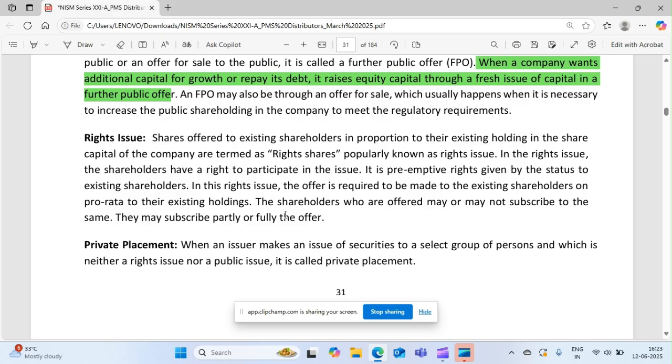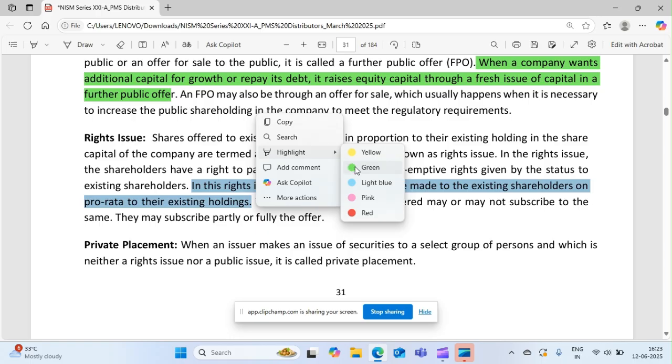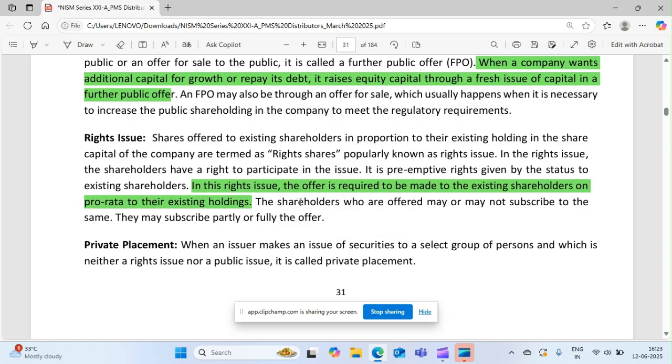Then a rights issue is an issue which is given to the existing shareholders, which means unless you are a shareholder of the company, you will not get shares in the rights issue. This is the sentence that you need to note down: in rights issue, the offer is required to be made to the existing shareholders on pro rata basis, based on their holding. So if you are holding 100 shares and the company says that it will offer one share for every two shares, then you will get 50 shares, right? Because it's on pro rata basis.